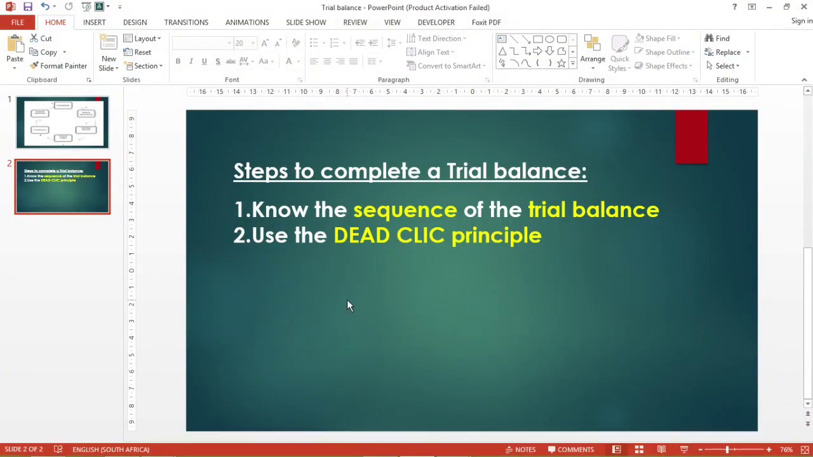Alright, so these are the steps I'm going to use to complete the trial balance. Step 1 is I need to know the sequence of the trial balance. And step 2 is that I need to use the debit-credit principle. But with the following example, it's a very easy example, so I won't be using many of the steps. Only in the second example, which is a little bit challenging, I'll use the steps there.